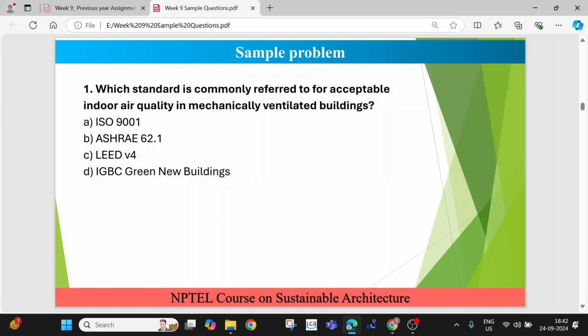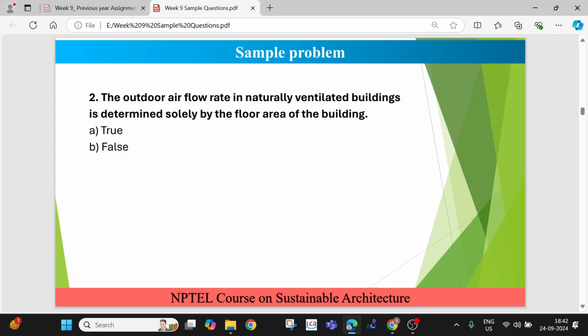Let's move to the second question, and I hope similar to the previous question, most of you will be answering this question correctly. Here is the second question for all of you. The outdoor air flow rate in a naturally ventilated building is determined solely by the floor area of the building. Is it true or false?